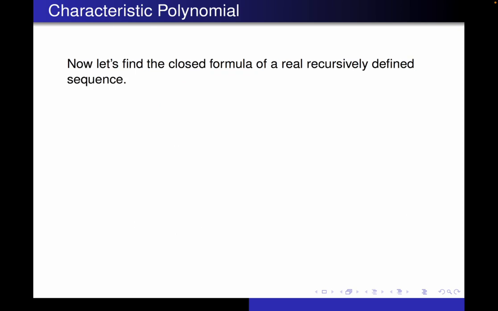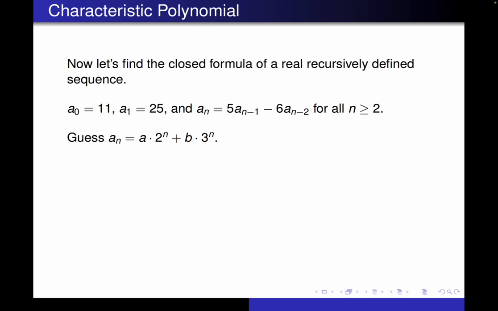All right, so now let's see if we can find the closed formula for an actual recursively defined sequence, including the initial terms. So we're going to say a0 equals 11, a1 equals 25, and a sub n equals 5 a sub n minus 1 minus 6 a sub n minus 2 for all n greater than or equal to 2. All right, so the same recursive formula we had before. So we're going to guess a sub n equals a times 2 to the n plus b times 3 to the n, which we already know satisfies the recursive formula.